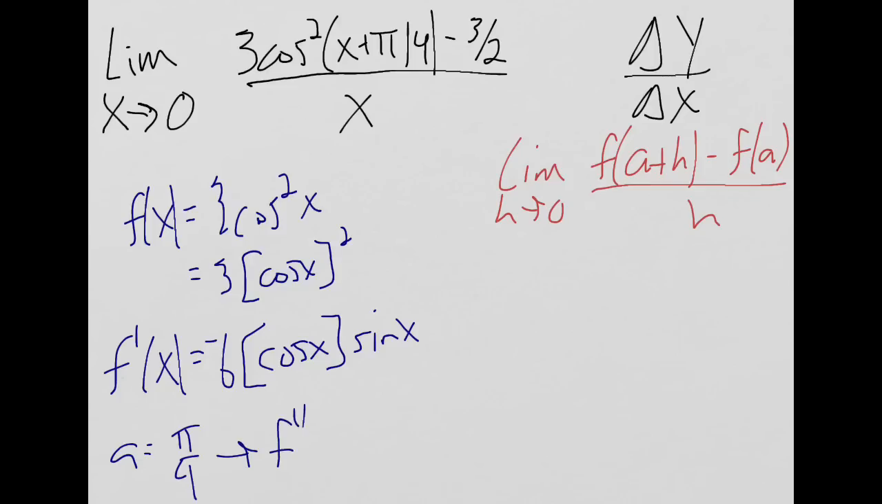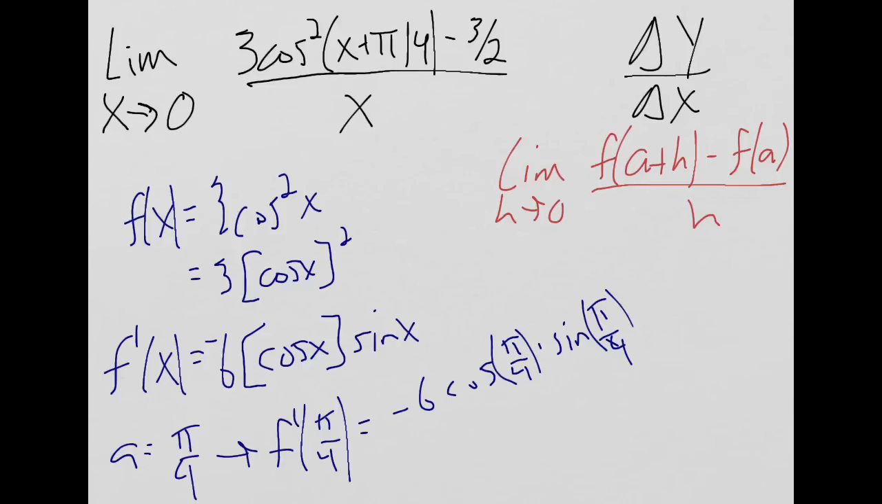So f prime of pi over 4, is that right? Yep. Equals minus 6 cosine of pi over 4 times sine of pi over 4. Some parentheses here if I want them. So cosine of pi over 4 and sine of pi over 4 are both root 2 over 2. So this is minus 6 times root 2 over 2 times root 2 over 2.